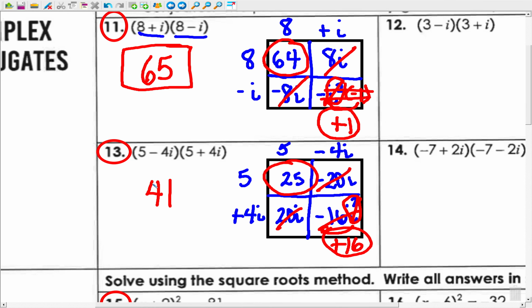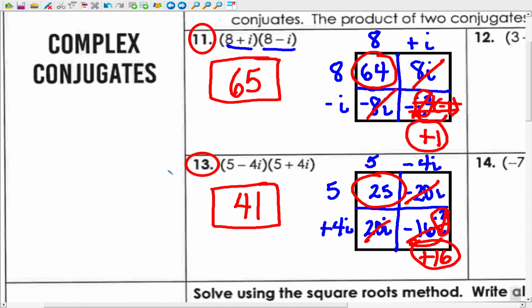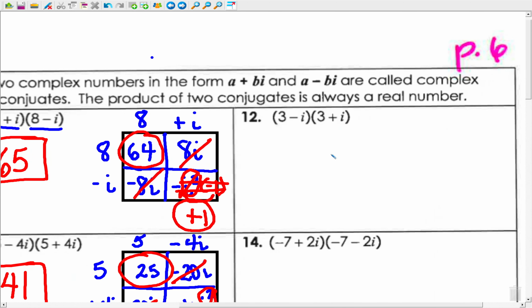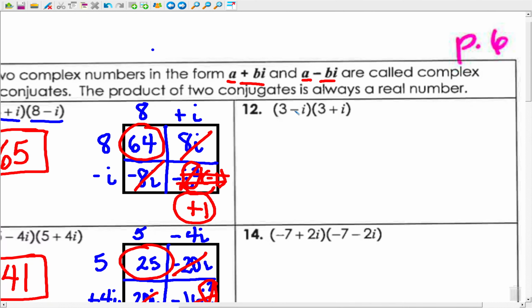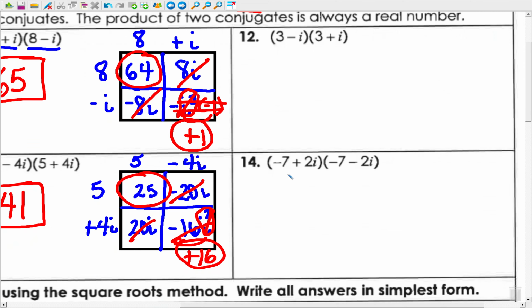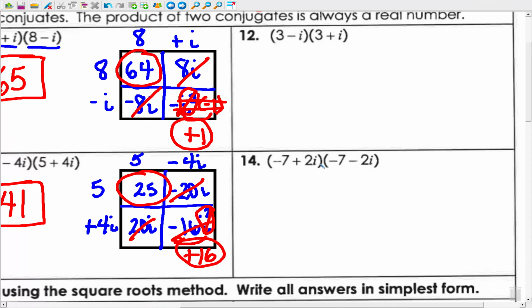These are going to cancel, and again, I'm left with simply one term. Now, this happens because these special types of problems are called complex conjugates. And basically what it just means is that you've got a number plus the imaginary, and then you've got that same number minus that imaginary. So see how you have on number 12, 3 minus i, 3 plus i, negative 7 plus 2i, negative 7 minus 2i. The sign in the middle just changes whenever you have complex conjugates.